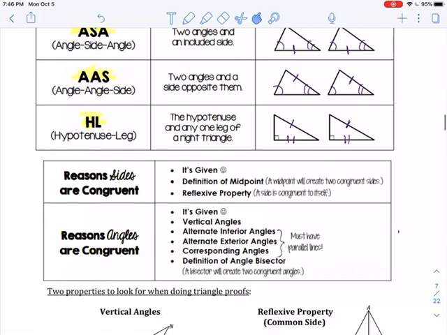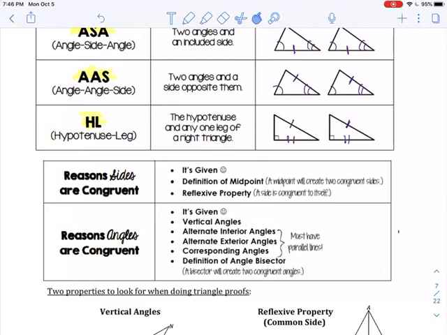All right? So how are these proofs going to work? Basically, you might have information in the given. You might have something in the given that tells you it's a midpoint or a bisector or something like that. And one thing that you have to look for is to see if they have a side that they share. And I'll show you what that looks like.